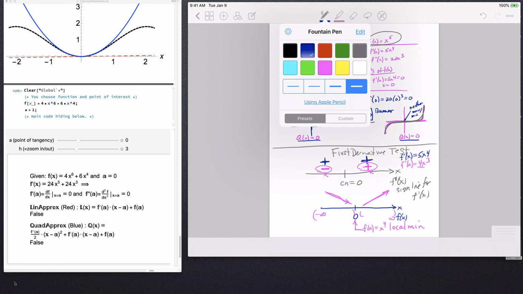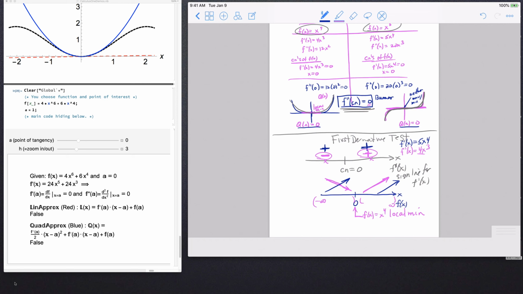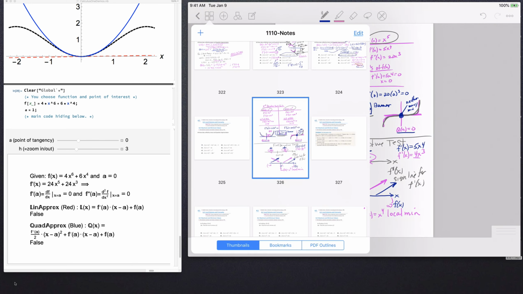And what does this say about the function f of x when it's x to the fifth? That the function is always increasing. So here we're seeing that in the case of x to the fifth, the first derivative says that the function is always increasing. So there's no max or a minimum at this point because the function is always increasing. Okay.